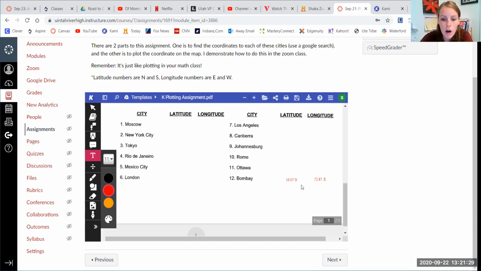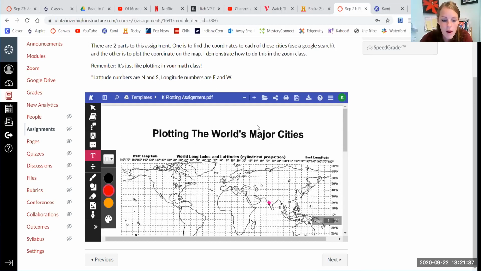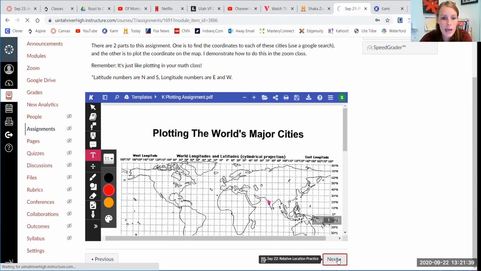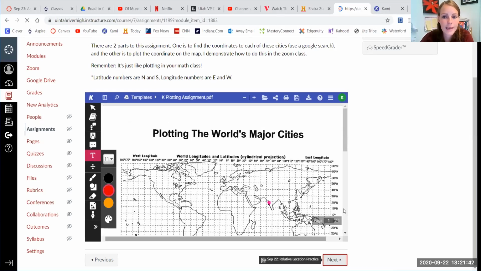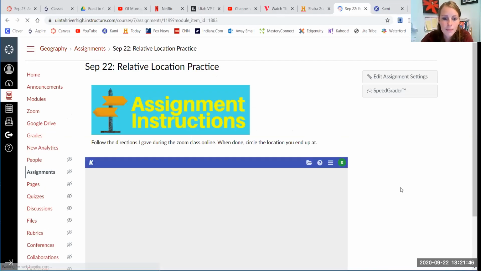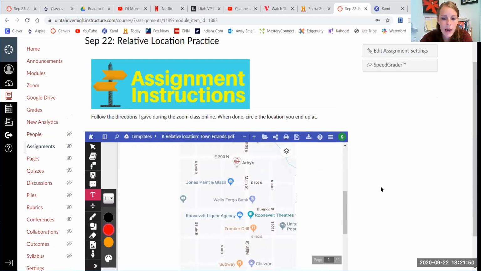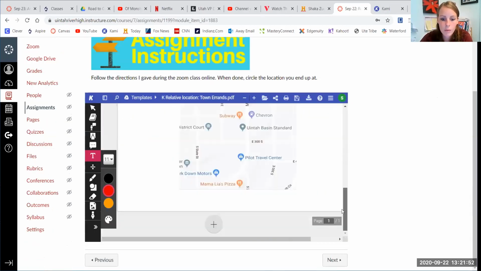Latitude and longitude are north and south. I put that right here on the top of your assignment. And longitude numbers are east and west. So this part is super easy. This part's pretty easy as well. So get that turned in as soon as you guys can. And we're going to, okay, I'm going to give you the directions right now in the Zoom online class, and then I'll show you guys what you need to do.